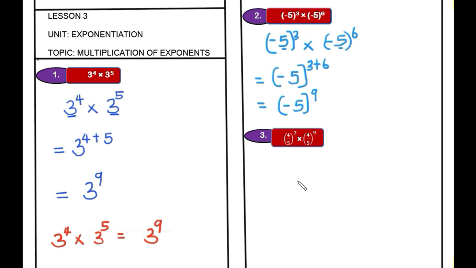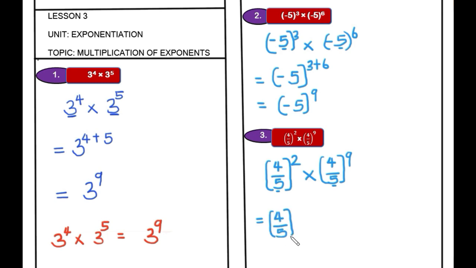In number 3, we have got a fraction, that is 4 out of 5 squared times 4 out of 5 to the power of 9. So since the bases are the same, that is 4 out of 5 and 4 out of 5, we will keep the base, which is 4 out of 5, and add the exponents, that is 2 plus 9, such that we get 4 out of 5 to the power of 11. And that becomes our final answer.